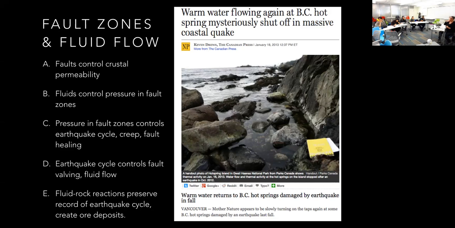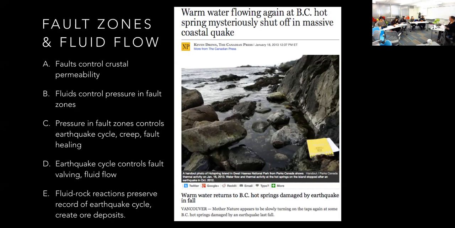It also controls fault healing, because a lot of the fluid and rock interactions have to do with building new minerals, repairing damage that occurs during fracture events, or assisting with the deformation of minerals that are already present in the fault zone. So reconstructing so that a fault rock approaches back to the properties of a regular, not deformed rock. The earthquake cycle then is controlling the fault valving, which we'll talk more about next week. But when a fault ruptures, that creates a new conduit, facilitating more fluid flow. And then these fluid-rock reactions end up part of the rock record, so they record the history of rupture and healing on the fault surface.